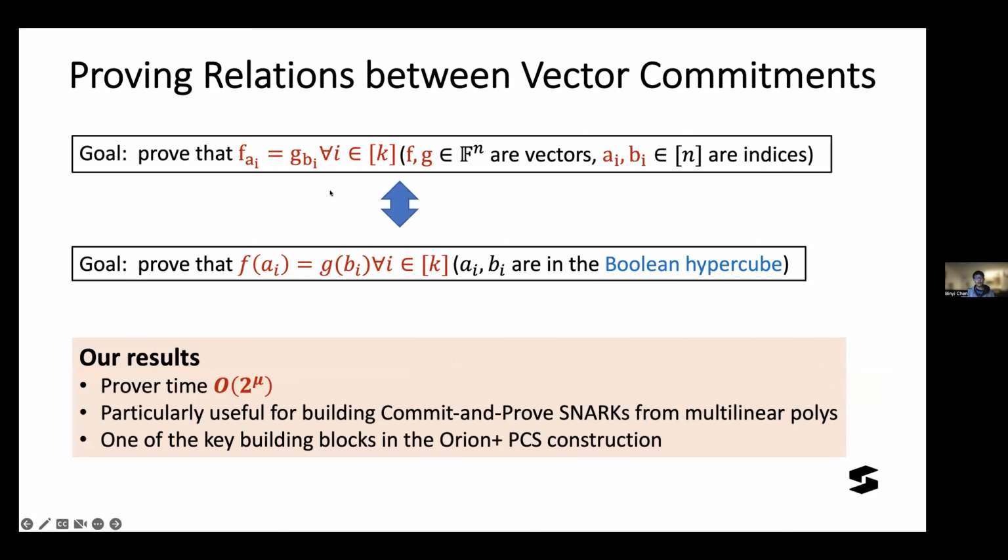Okay, I also want to note that these kinds of techniques have really cool applications elsewhere, for example commit-and-prove SNARKs, or more generally, they enable you to efficiently prove relations between vector commitments. I won't talk too much about the details. I just want to say that in this setting, we obtain an even more efficient scheme with proving time complexity of only 2 to the mu. This kind of technique is very useful for building commit-and-prove SNARKs from multilinear polynomials, and it's also one of the key building blocks of our Orion plus PCS construction. Okay.